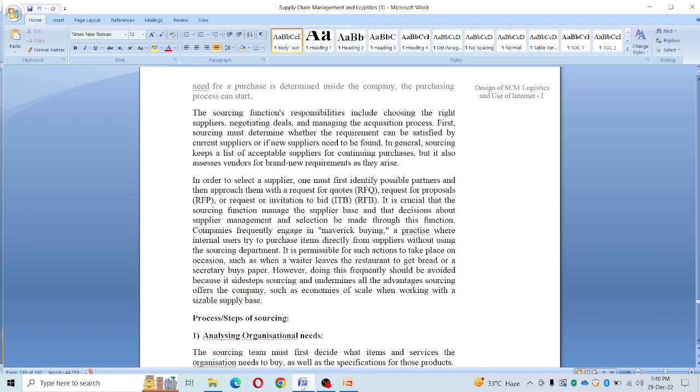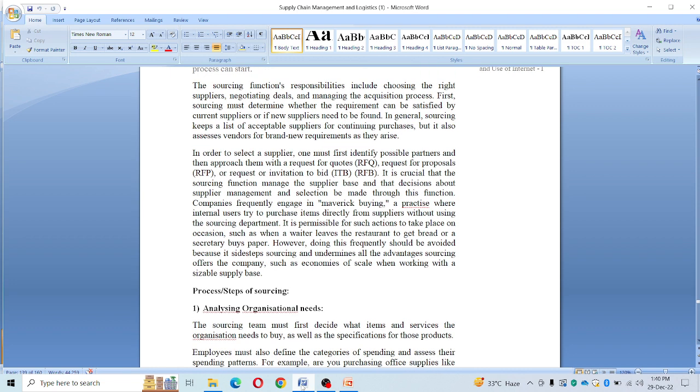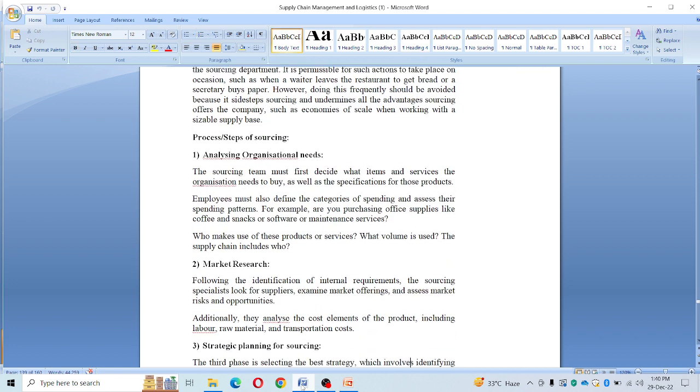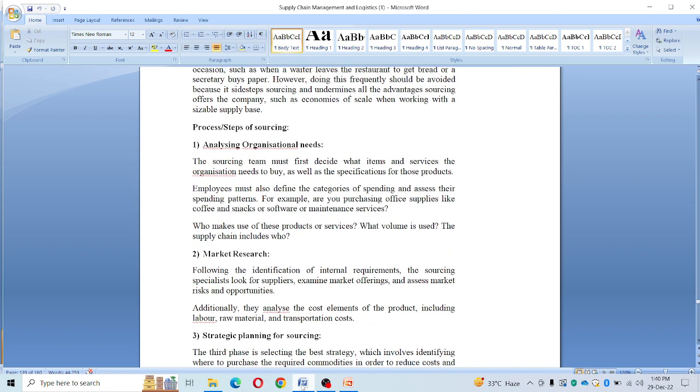Okay, so this way when we talk about sourcing as a very important function in supply chain management, it will be looking into a handful, or you can say a few suppliers, through whom you can make your supply chain partner. So the process or steps of sourcing will involve all these things which are given below.